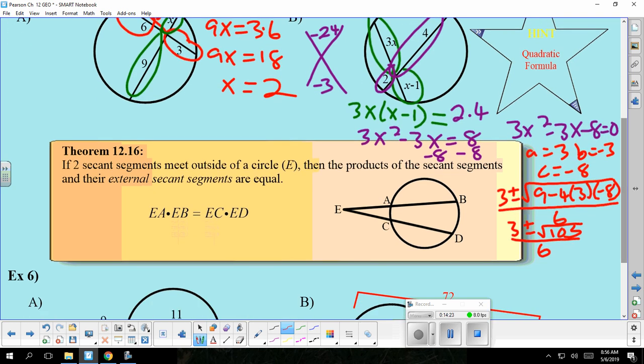And the square root of 105, 10.2. So 3 plus 10.2 divided by 6. And then 3 minus 10.2 divided by 6.